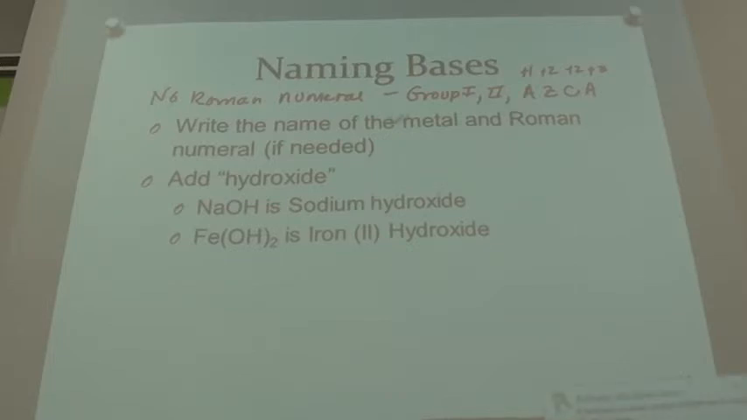So write the name of the metal and a Roman numeral if needed. Add hydroxide to the end. What is the formula for hydroxide? There you go. So sodium hydroxide is... how did we know this is iron 2? Yep, we uncrisscrossed.